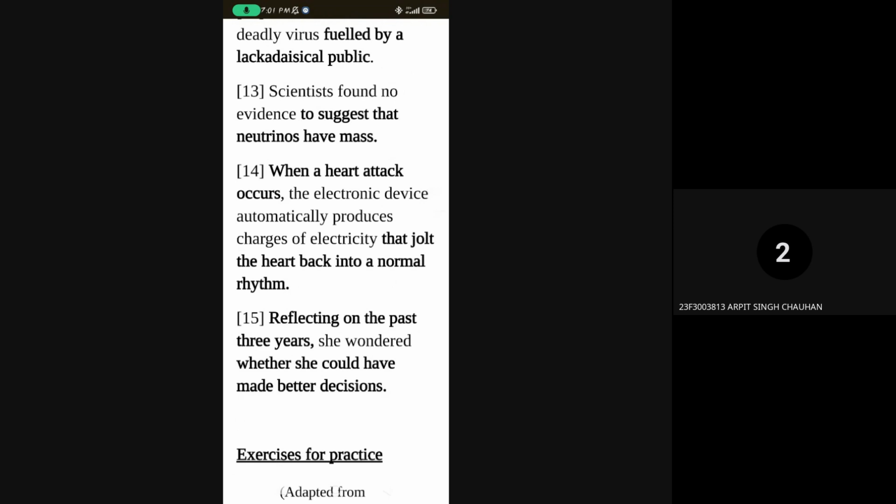The answer to this question is going to be noun clause: to suggest that neutrinos have mass. No. If it is underlined from "that neutrinos have mass," then it is going to be a noun clause. If it is underlined from "to suggest that neutrinos have mass," then it would be an infinitival clause. Okay.